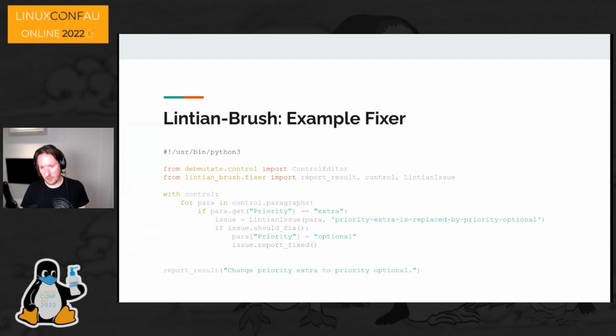And this is an example for what one of those scripts looks like. So this is written in Python. Most of the heavy lifting is done by the framework, but in this case, it's fixing a particular field in the control file where previously Debian supported a priority extra, and that's been removed and should now be replaced with priority optional.